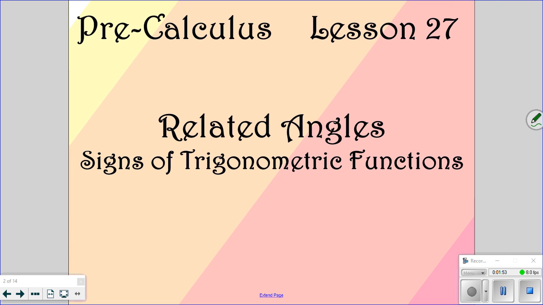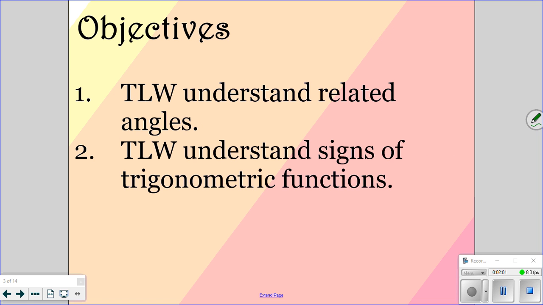We're looking at lesson 27 today. Looking at related angles and then signs of trig functions. So hopefully you'll understand related angles and the signs of trig functions after this lesson.